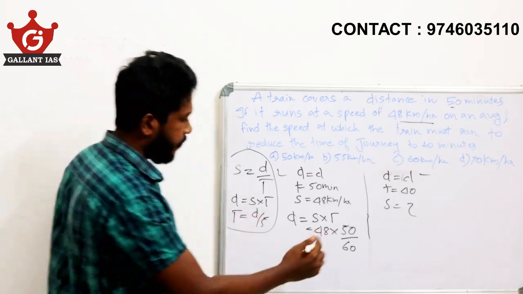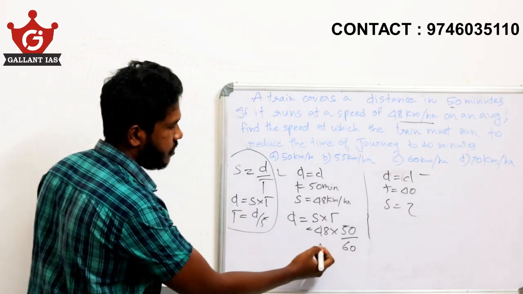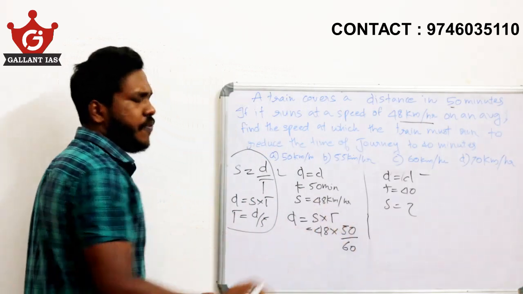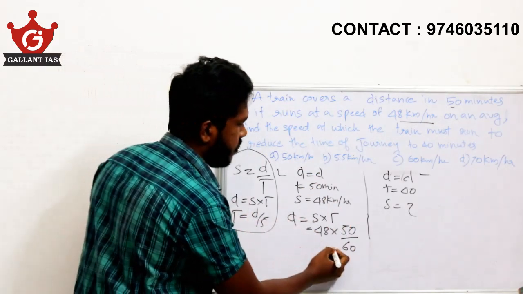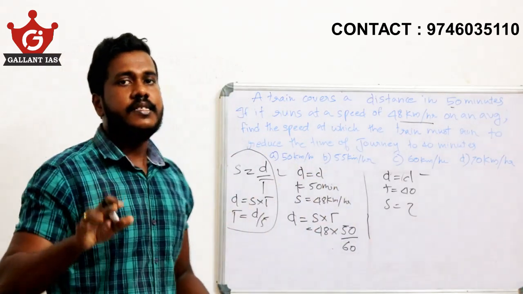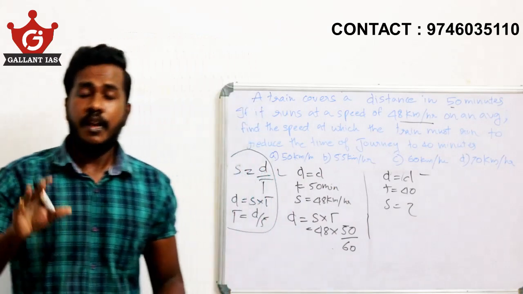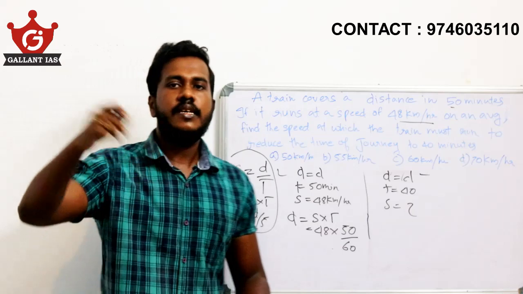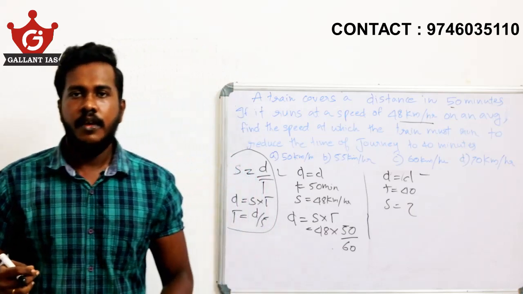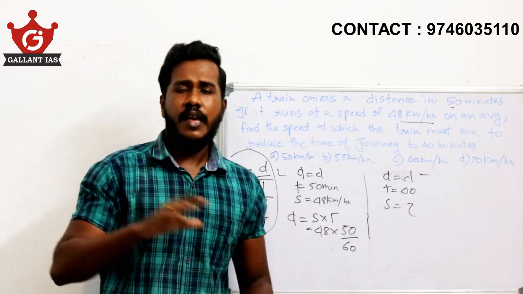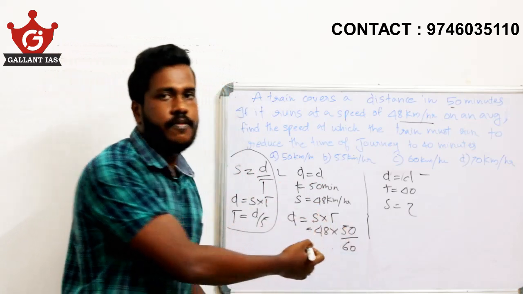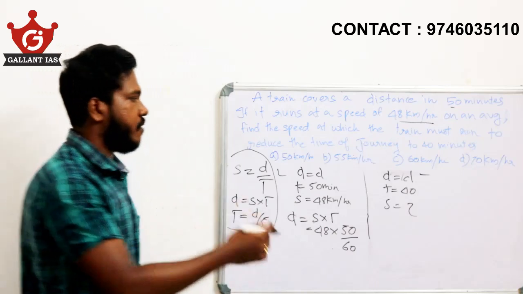Okay, so now in the first case, the D value is 48 into 50 by 60. You actually don't want to solve it, just keep it like that. Okay, in CSAT all the calculations should be solved at the final step only, because you can see some values will be cancelling out. Otherwise calculations will be a very tedious task if you are trying to solve it here itself. Okay, I will show you how to solve questions like this.